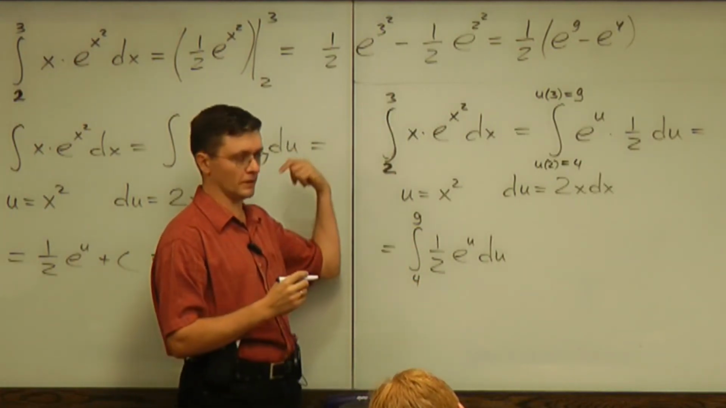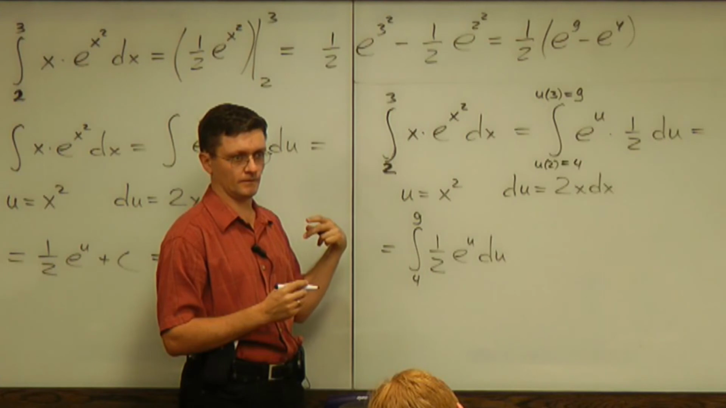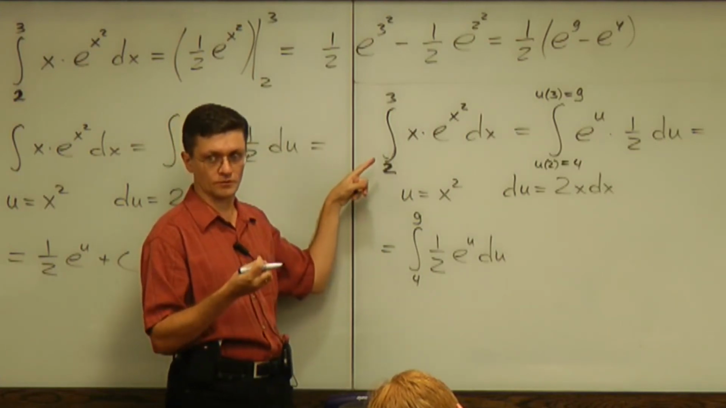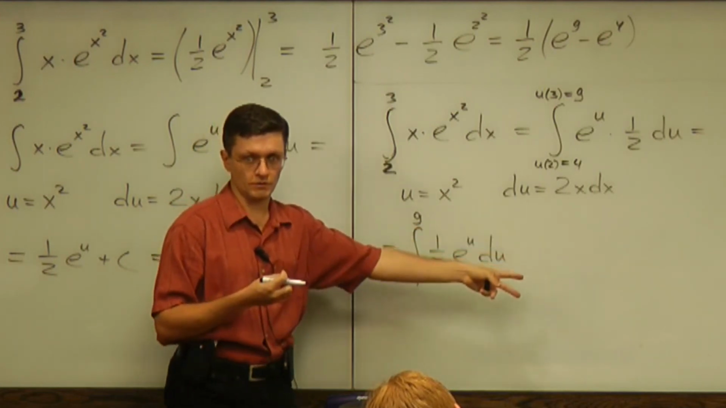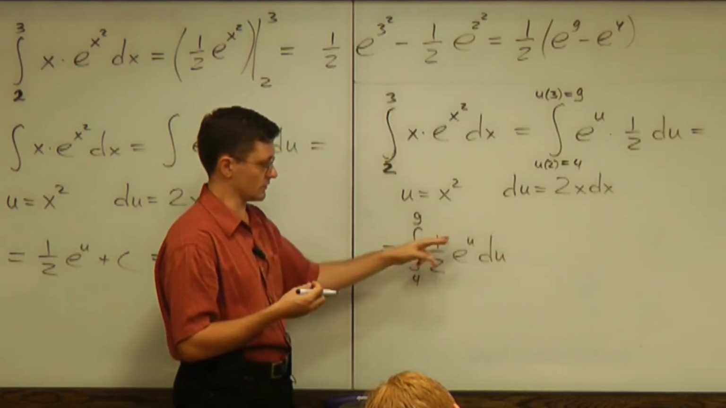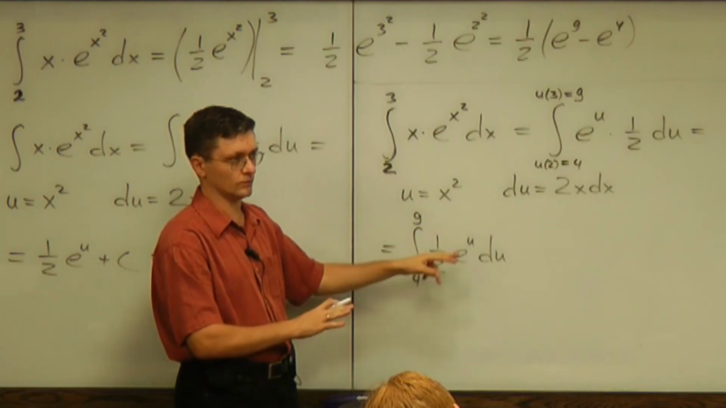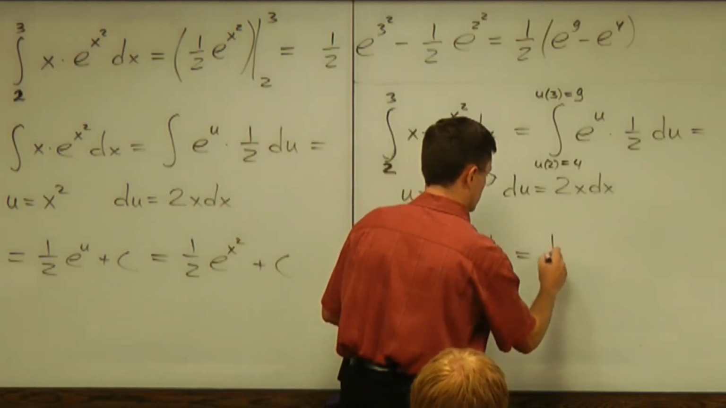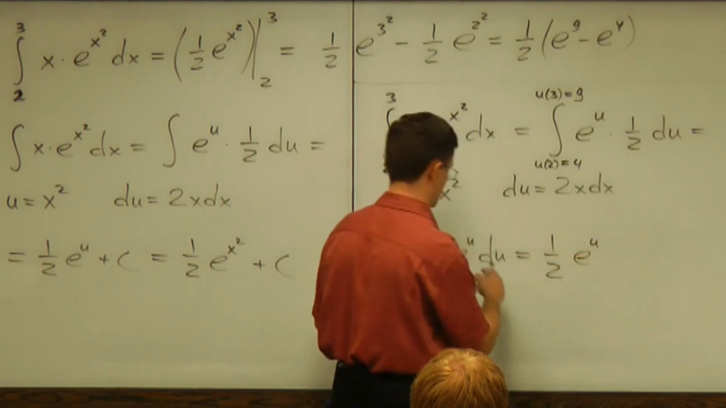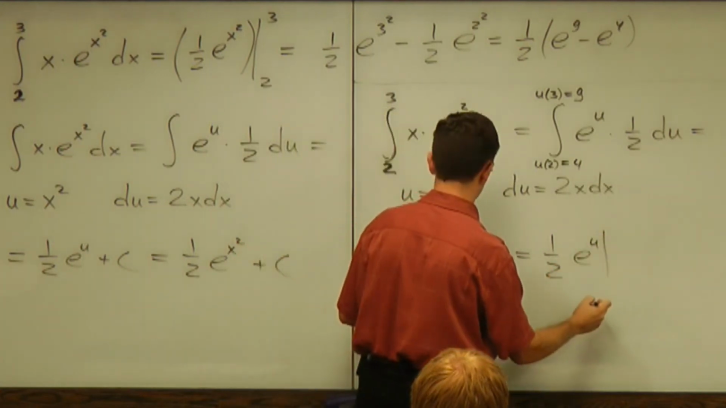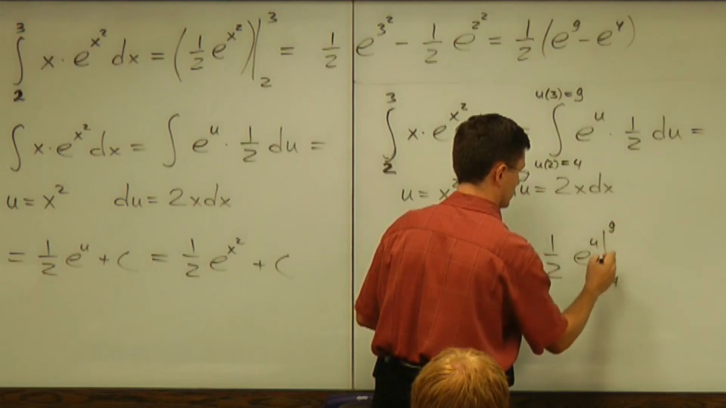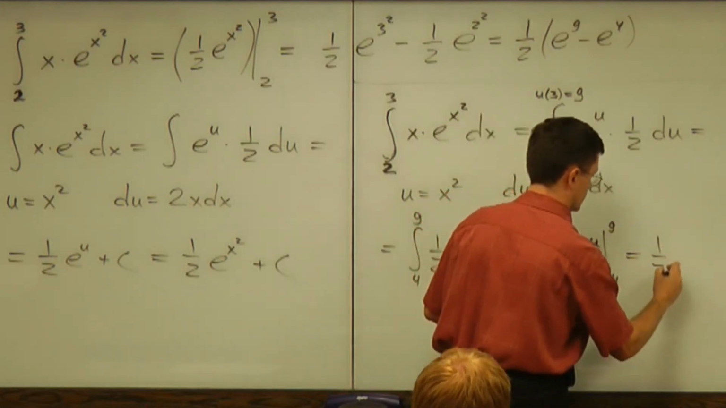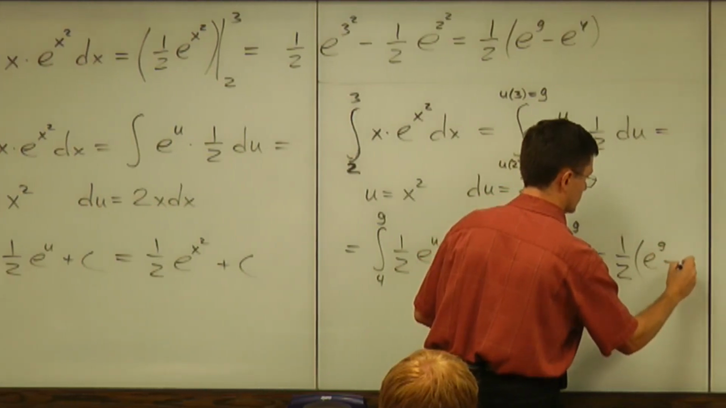And I don't have to go back to the variable x. Because what I'm looking for is a number. I'm not looking for a function. My answer is going to be a number. Now, this number depends on u only. There is no influence of x. I don't need x anymore. And I find the antiderivative. I substitute 4 and 9 instead of u. And I get a half of e to the 9 minus e to the 4.